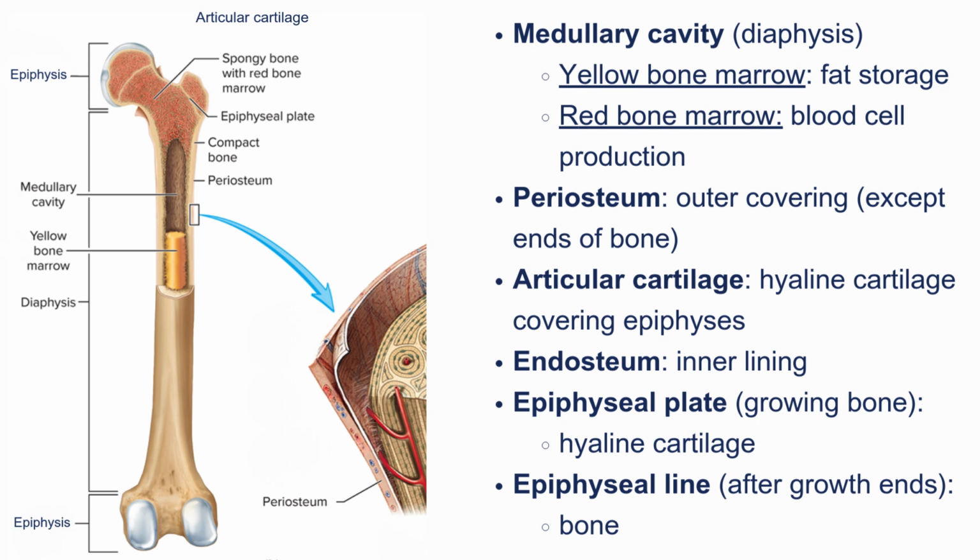Between the diaphysis and the epiphyses, we find more hyaline cartilage if the bone is still growing, as in children. This hyaline cartilage is called the epiphyseal plate. It is here that the bone grows in length. When growth is completed, as in adults, it then becomes the epiphyseal line, which is made of bone. Be sure to look at the image and find all of these structures before moving on.